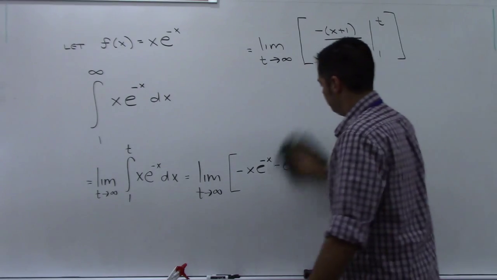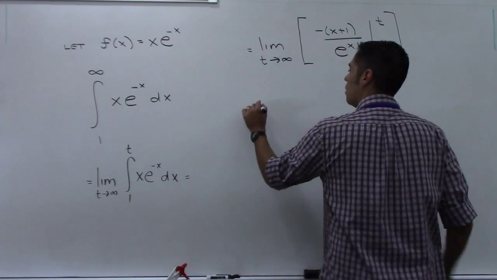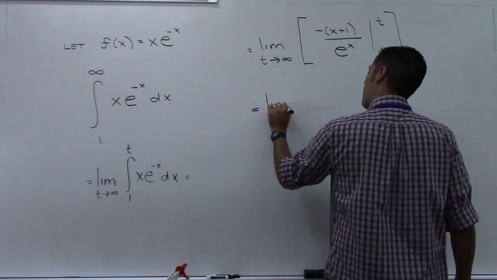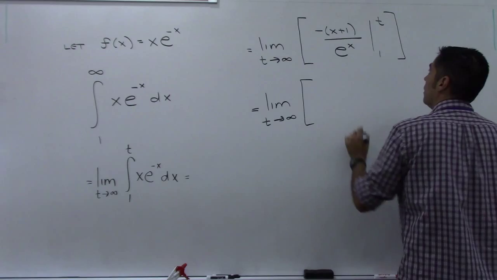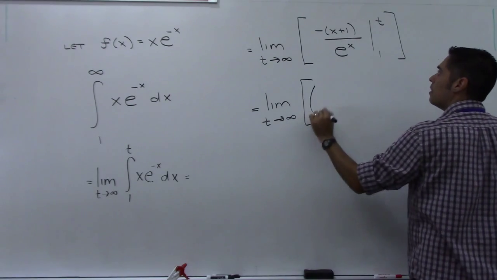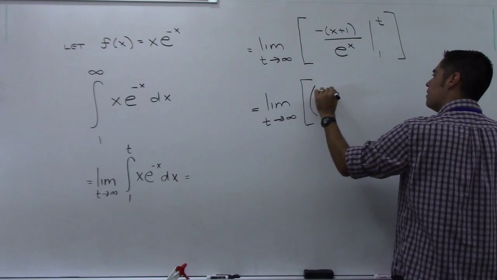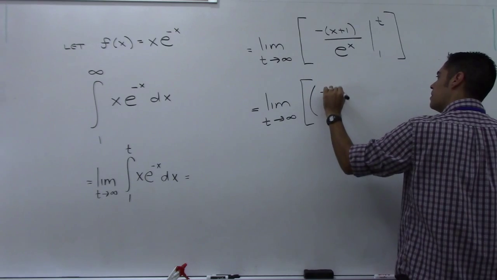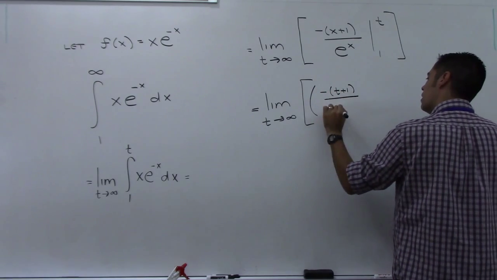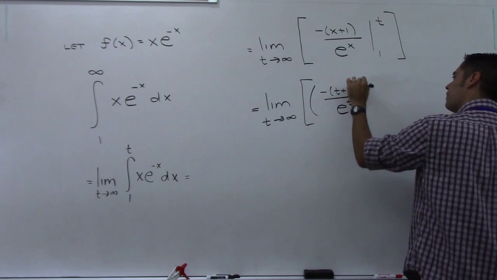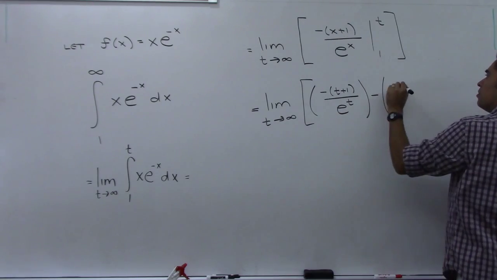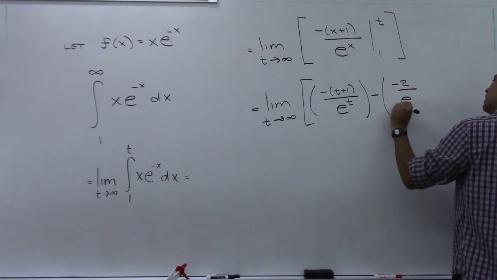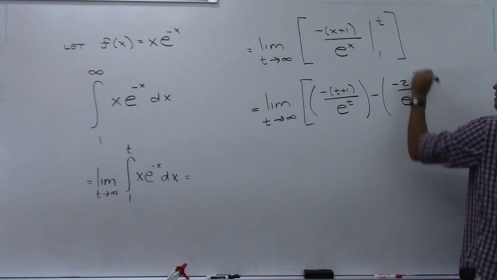So now, limit t goes to infinity of, let's see, t goes in first. I get t plus 1, so negative t plus 1 over e to the t minus, now I plug in 1. I get 1 plus 1 is 2, so negative 2 over e to the first power, so that's that.